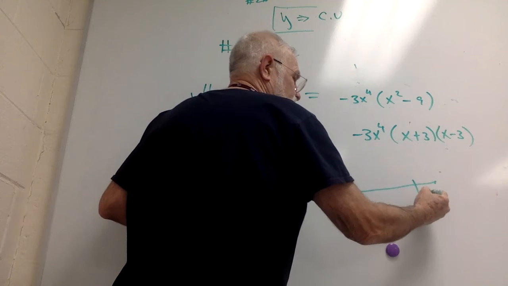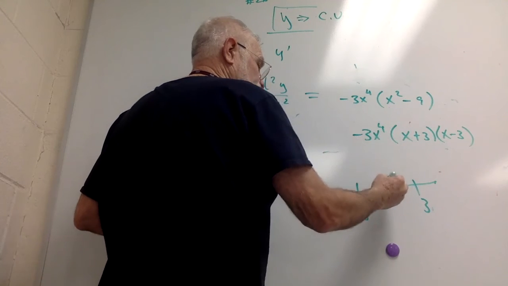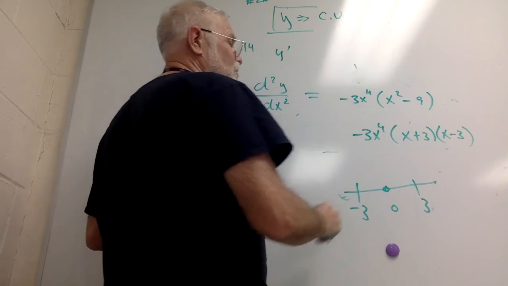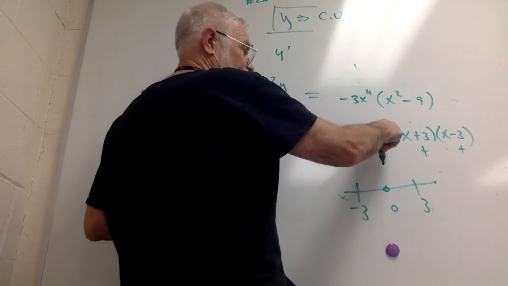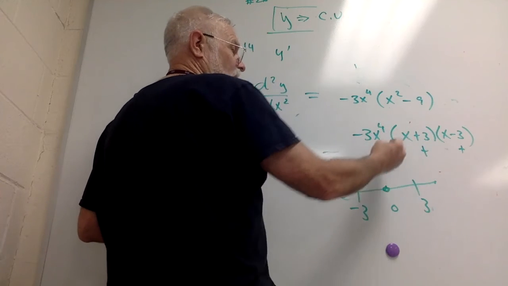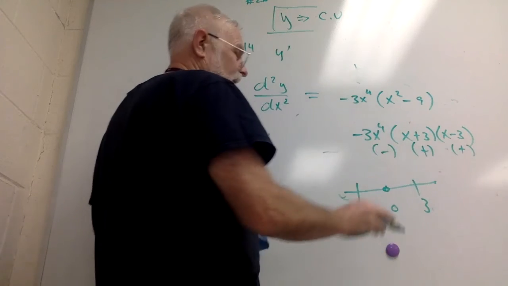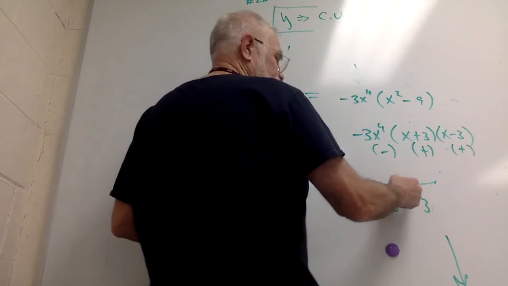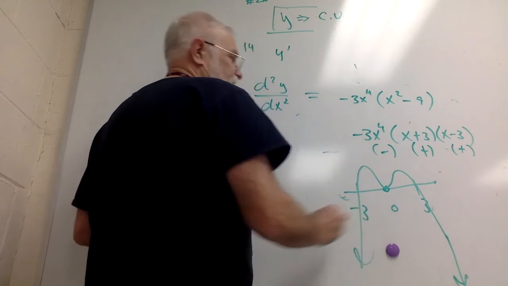Sign change at 3, sign change at -3, no sign change at 0. Put a number in, huge, positive, huge, positive, huge, positive times a negative is a negative. What do you get when you multiply a negative times a positive times a positive? You get a negative. I'm going down when I pick up big numbers here. Sign change. No sign change, sign change.